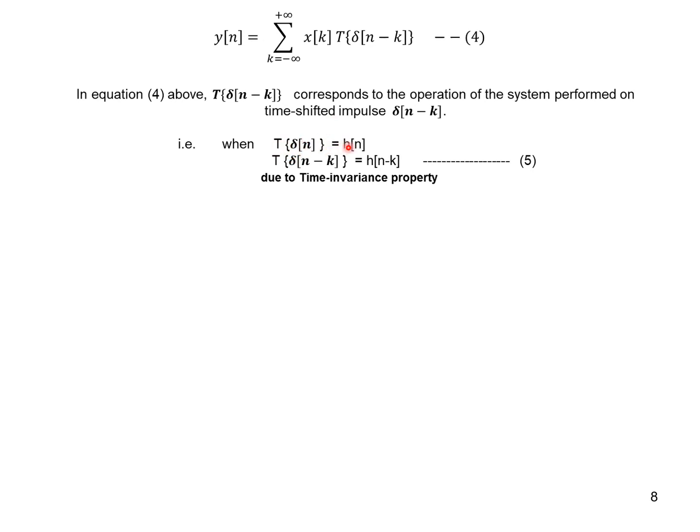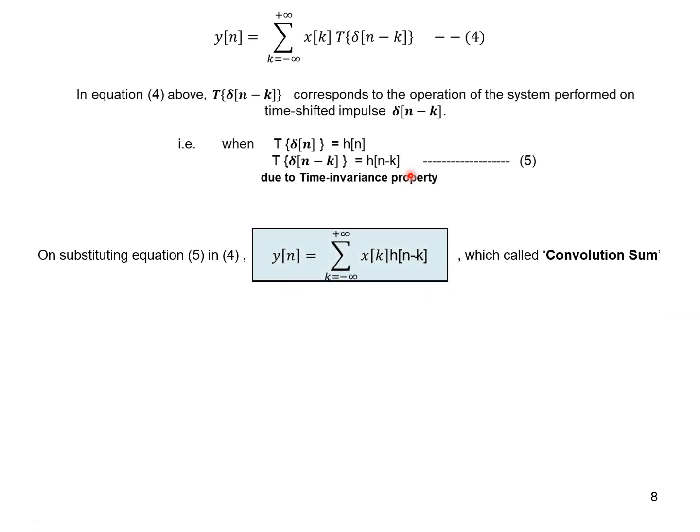T of delta n is equal to h of n. If that is the condition, then T of delta n minus k is equal to h of n minus k. This is because of the time invariance property. Now what I'm going to do is, this T of delta n minus k is there, no? I'm going to replace this by h of n minus k. Then it results in a very, very important equation. See what I did here. In expression 4, wherever T of delta n minus k is there, I'm replacing it by h of n minus k. Now this is the result I was waiting for.